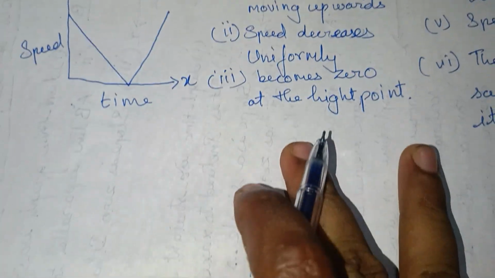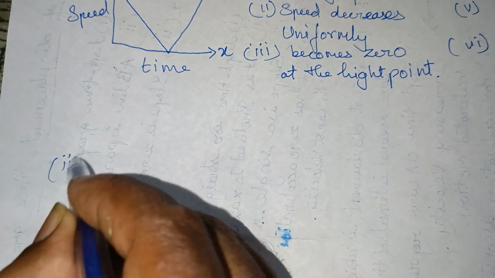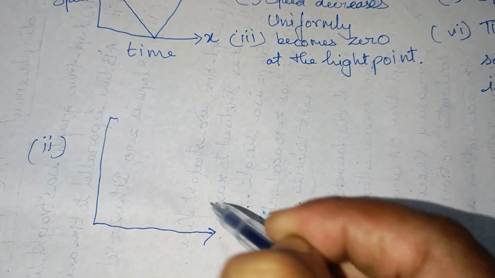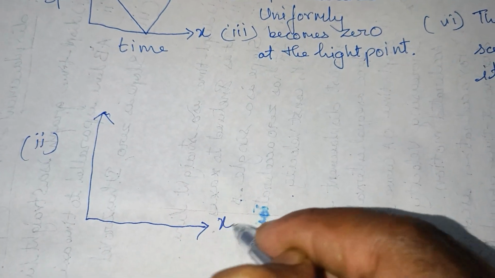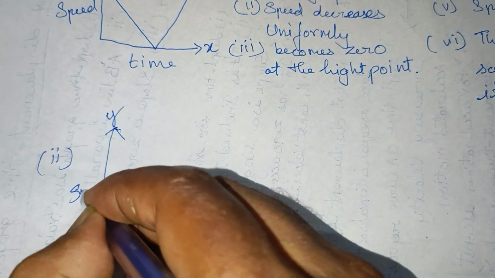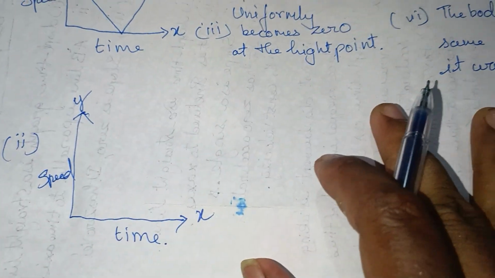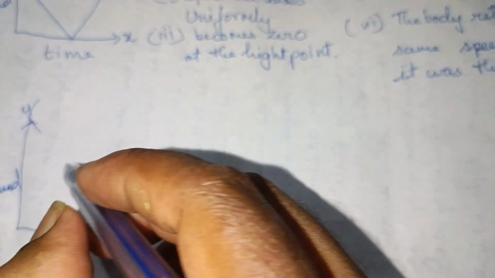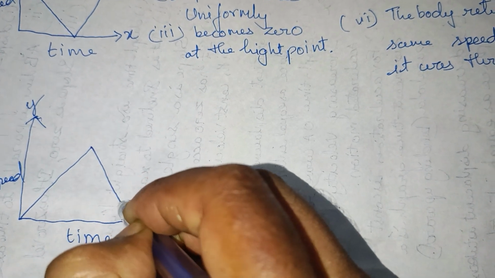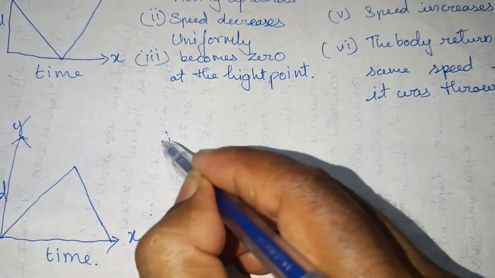The next graph we are going to discuss today is one more type of speed and time graph, and that graph behaves like this. This is my x-axis and y-axis, this is my speed component, and this is my time component. This is the behavior of the graph. Let us see what is actually happening with it.